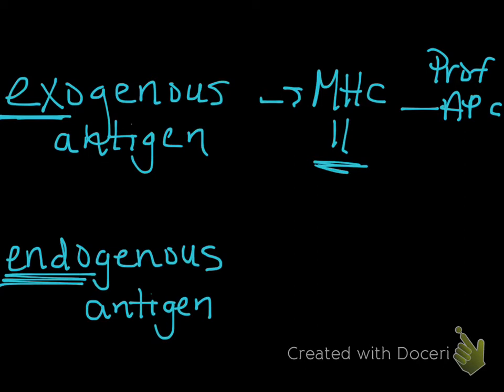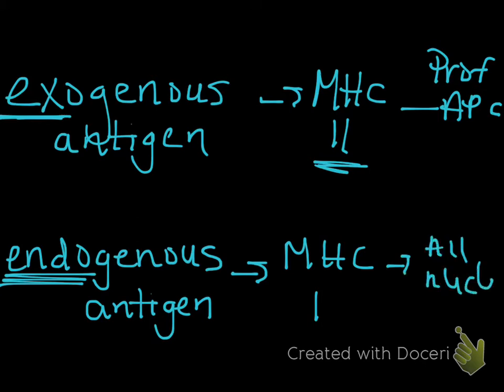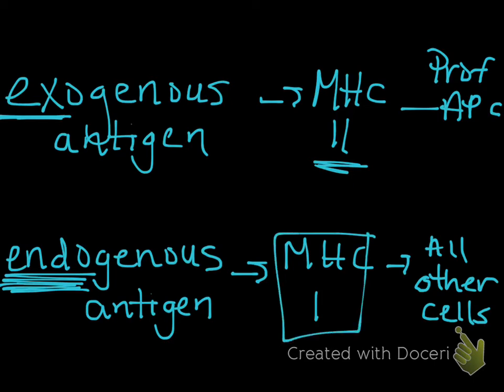Endogenous antigens, endo, came from within that cell. That cell itself is sick. They get displayed on something called MHC class 1 receptors. And they can be displayed on all other cells. They're not professional antigen presenters. So these cells themselves are cancer-infected, virus-infected. The antigen came from inside of them, and they display it on their MHC class 1 receptor.